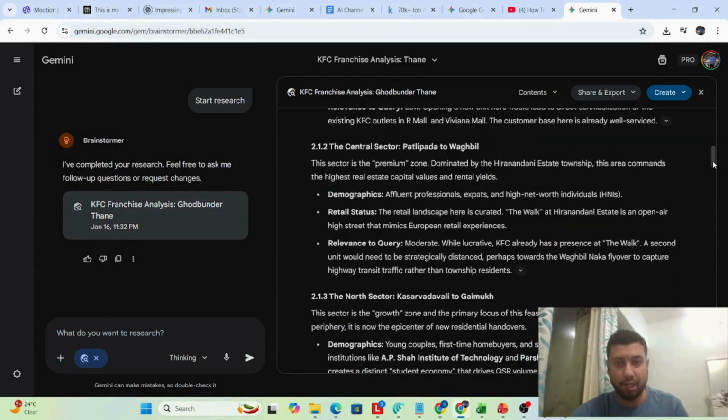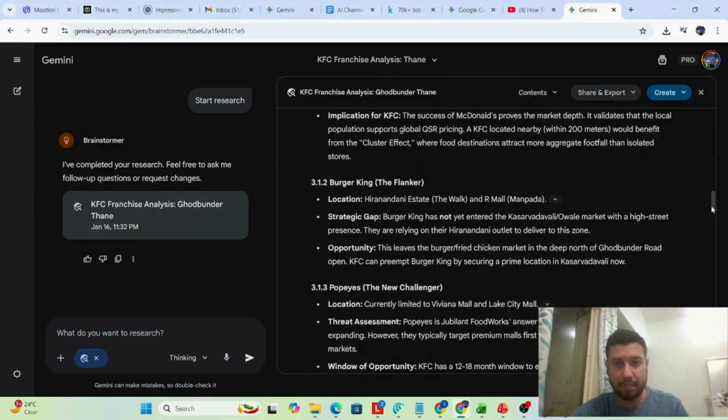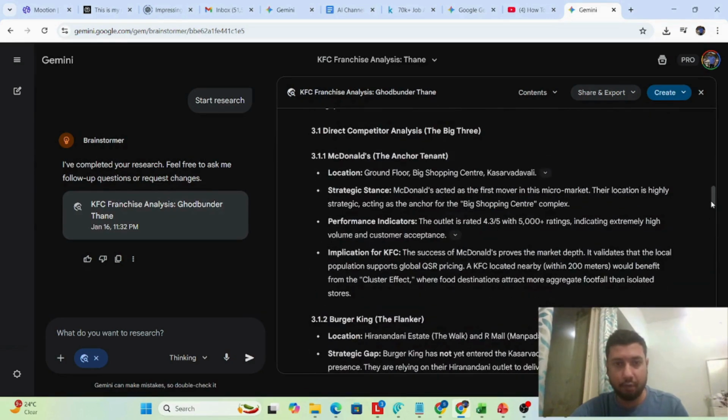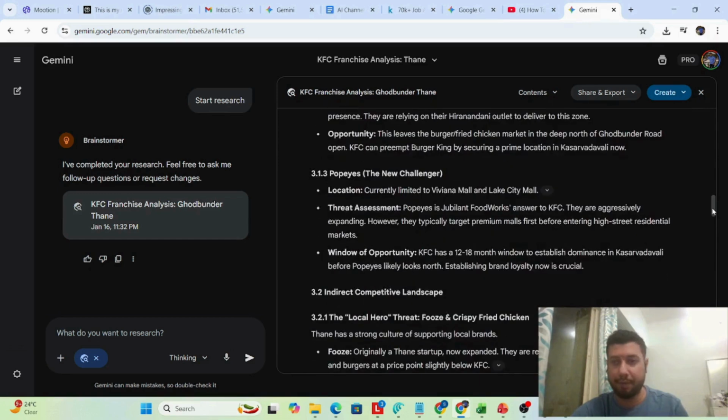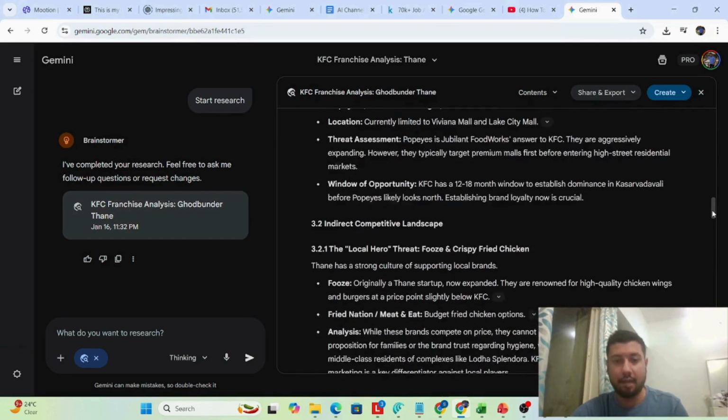It is also mentioning the competition. Yes, look, direct competition analysis: the big three, McDonald's, Burger King, and there is a new player in this market also, which is called Popeyes. That's the new challenge. Indirect competitive landscape is also mentioned. So Porter's five forces are actually coming over here.